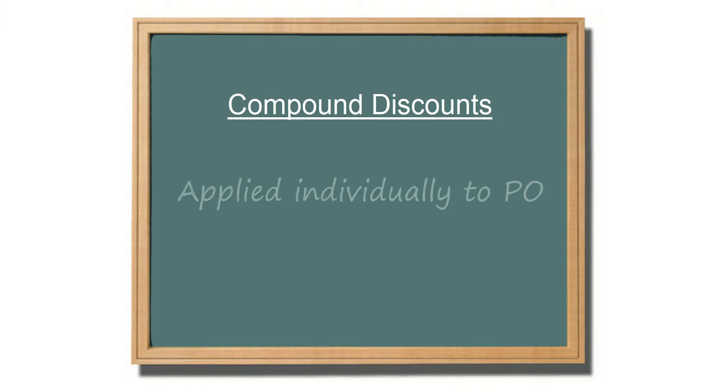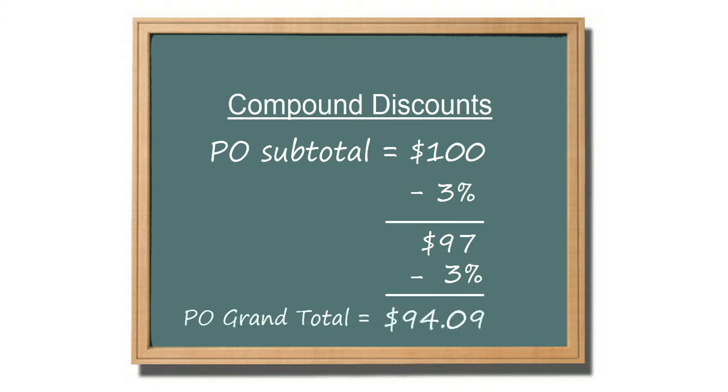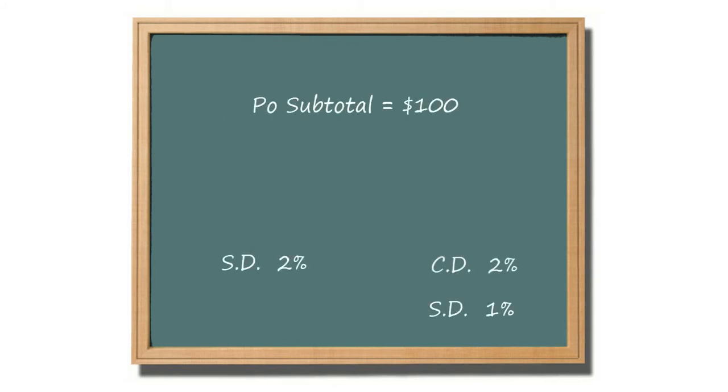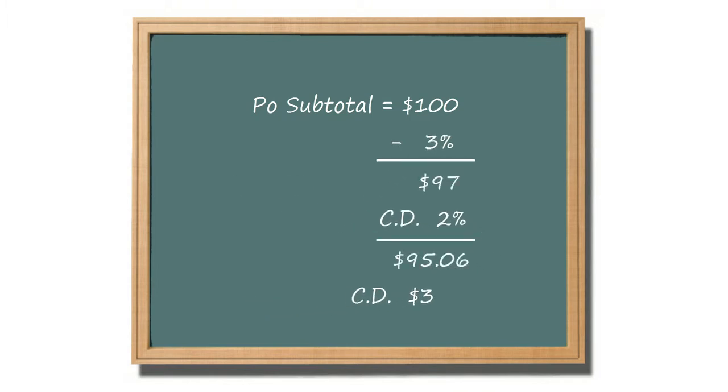Compound discounts are applied individually to the purchase order, in succession. Using the same purchase order of $100 with two compound discounts of 3% each, the first 3% is applied for a subtotal of $97. The second 3% is then applied to the $97 for a grand total of $94.09. If there are multiple simple and compound discounts, the simple discounts are added together first and then applied. Only afterward are the compound discounts applied individually.